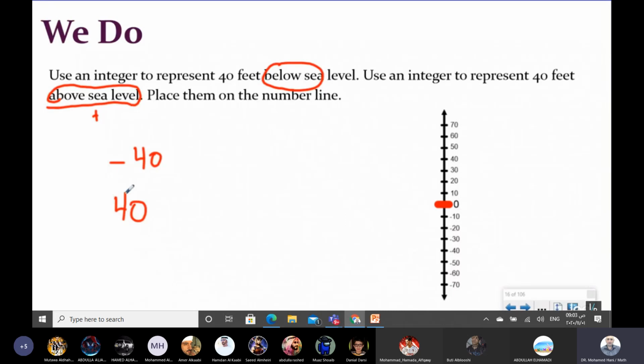Now we need to place them on the number line. So I'm going to start at 0. My negative 40 tells me I'm going to be moving away from 0, 10, 20, 30, 40. So right here is going to be my negative 40. And then I want to put positive 40 on there, which means I'm going to start at 0, and I'm going to move up the number line, 10, 20, 30, 40. And now I've put both of those integers on my number line.